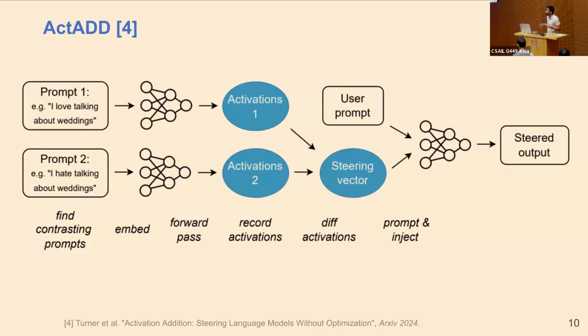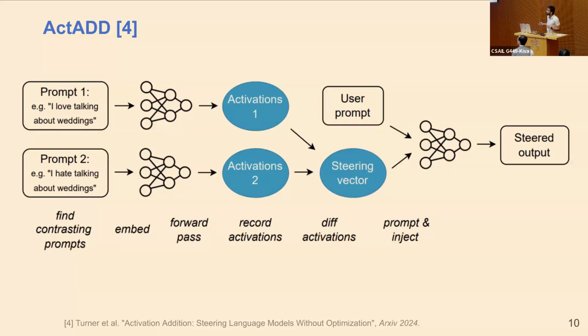To give you a little bit of context, this is a field in NLP which is basically steering the language model's generation towards something. There is a paper called ActAdd. What it does is that it has two prompts. One prompt is "I love talking about weddings," maybe considered a good prompt, and the other is "I hate talking about weddings," a bad prompt. I don't know, it depends on the context, but this is the example they provided in their paper.